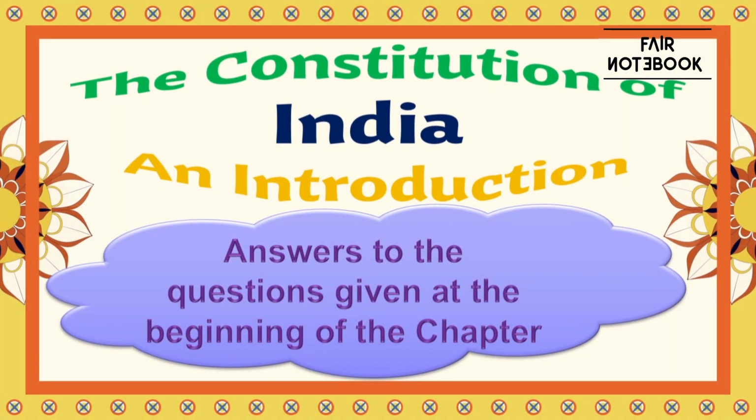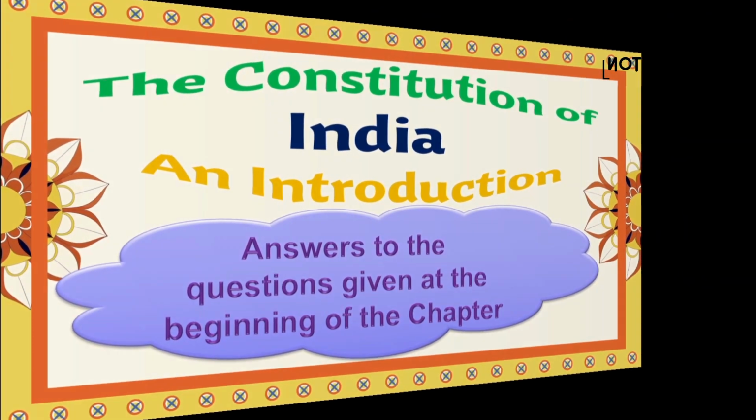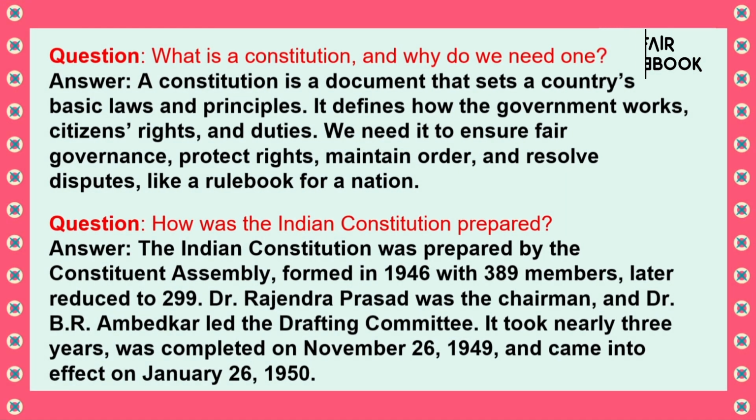Answers to the questions given at the beginning of the chapter. Question: what is a constitution and why do we need one? Answer: a constitution is a document that sets a country's basic laws and principles. It defines how the government works, citizens' rights and duties. We need it to ensure fair governance, protect rights, maintain order, and resolve disputes, like a rule book for our nation.